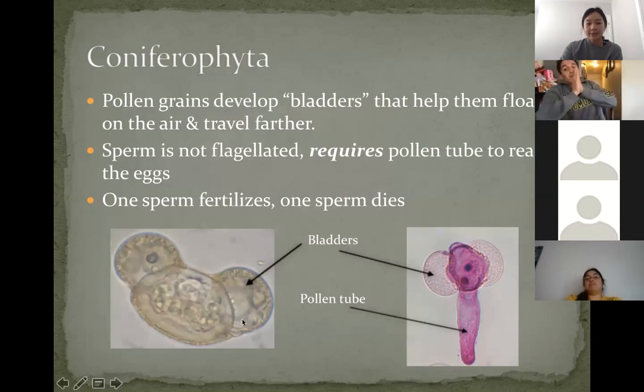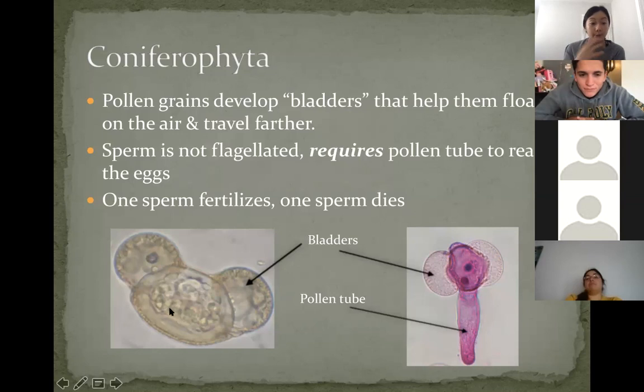these Mickey Mouse ears. So unlike cycads and ginkgos, the sperm is not flagellated, so it requires that pollen tube to reach the egg. Remember that pollen tube is produced from the tube cell of the pollen grain. So right here, you can't really see it that well, but eventually this will have a nice and clear tube cell here at the bottom, and then your generative cell here at the top.